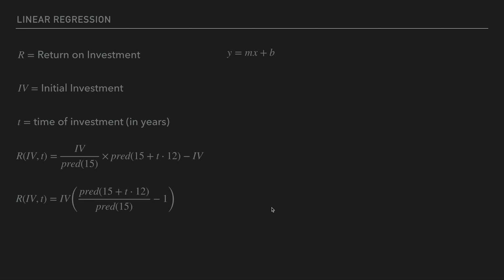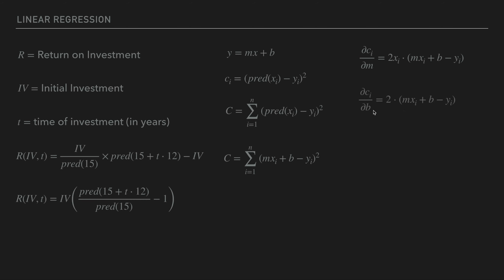So also from our last video, we got the equation of a line, and we got the error function, or the cost function, which is the sum of all the predictions of the model for xi minus yi, squared. We also got the partial derivative of the cost with respect to m, the slope, and the partial derivative of the cost with respect to b.